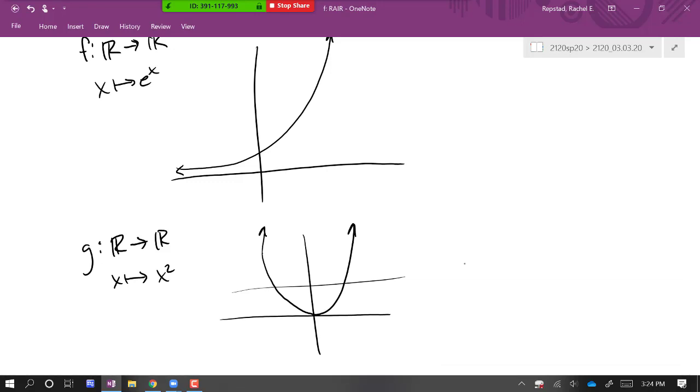If I artificially change the codomain and say I'm just going to map from reals into the non-negative reals, then all of a sudden it's surjective because I've just restricted that codomain.